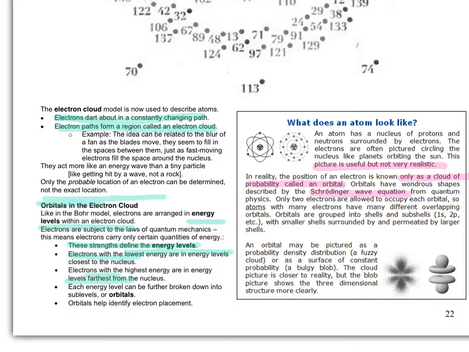An orbital may be pictured as a probability density distribution, which is a fuzzy cloud. So each of these darker regions, the darker it is, the more likely you are to find an electron there. Another way we can show this is using a constant probability, which is more of a bulgy blob. That's this. One is better at showing the reality of where the electrons are, and the other one is better at showing the three-dimensional structure. So you can see what these wondrous shapes I was talking about were.